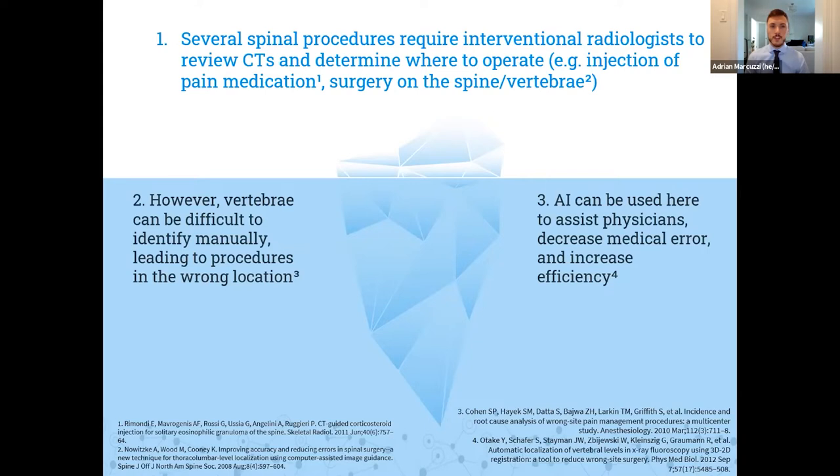So to mitigate this risk and aid physicians in planning spinal procedures, our team is developing a machine learning algorithm to automatically identify vertebrae and other anatomical features on CTs. Next slide, please.